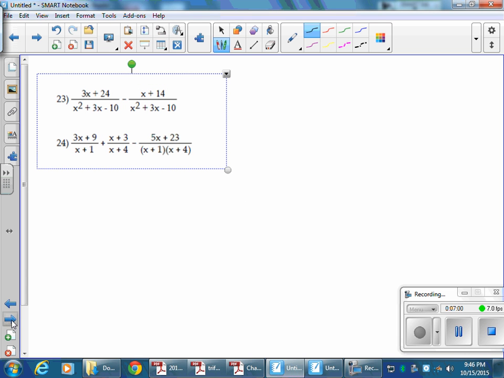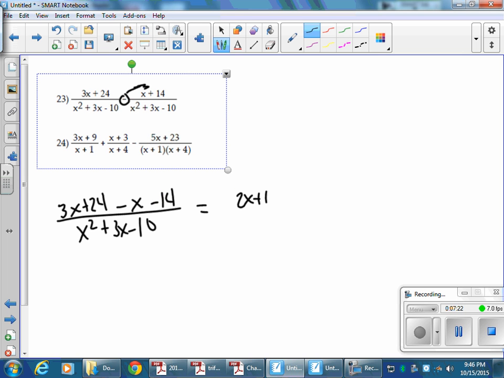Alright, 23 is over the same thing. So I'm going to write it over x squared plus 3x minus 10. That's going to be on the bottom. On the top, I'm going to have 3x plus 24 minus x. Look at this. This is a minus. It goes for both of these. So it's minus x and minus 14. On the top, that'd be 2x plus 10.